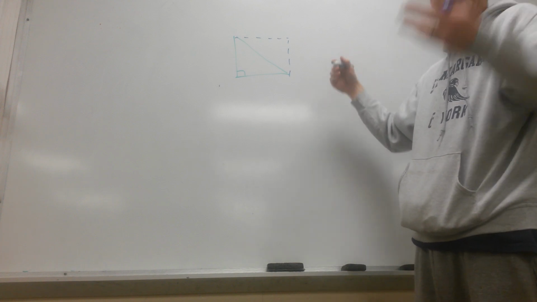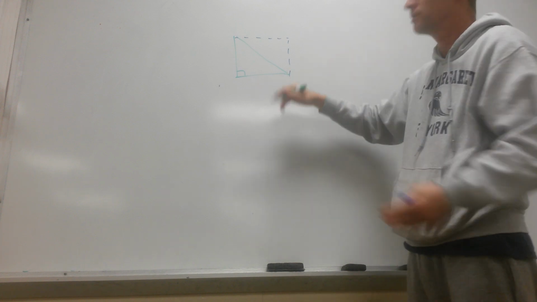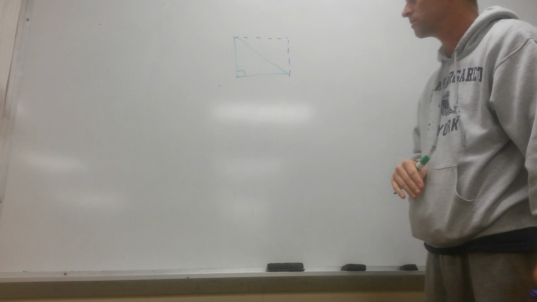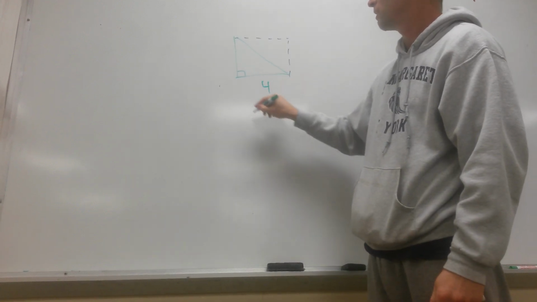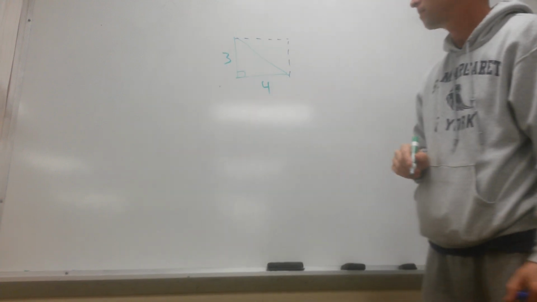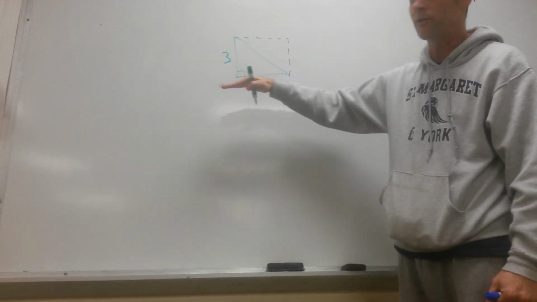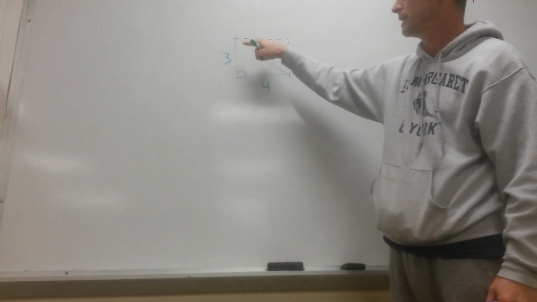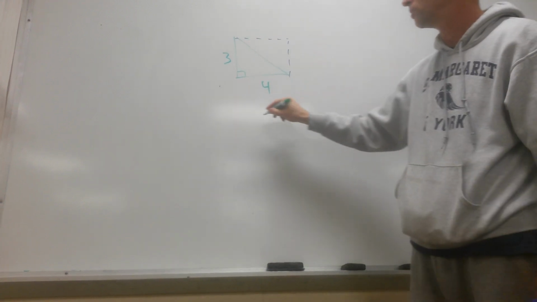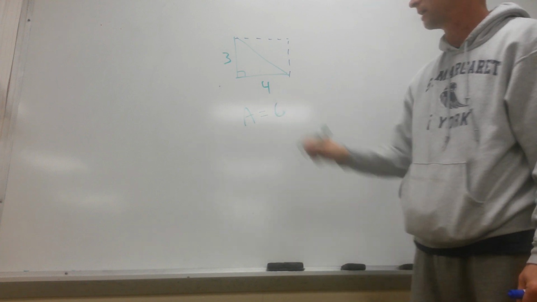Or again, base times height, or length times width, whatever things you want to use. So let's say this is 4 and this is 3. Okay, so the area of the triangle would be 4 times 3, which is 12, divided by 2. So the area would be 6.